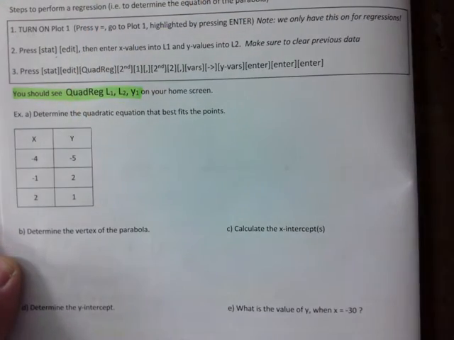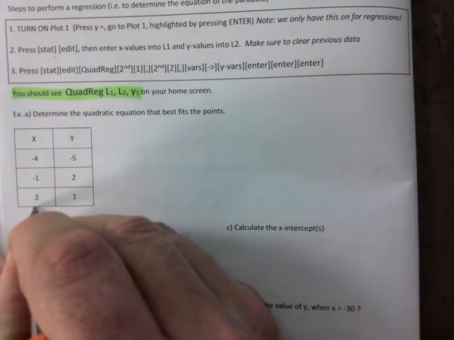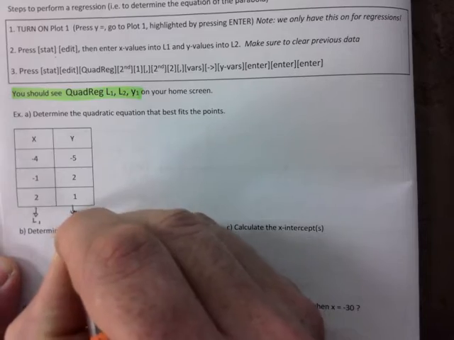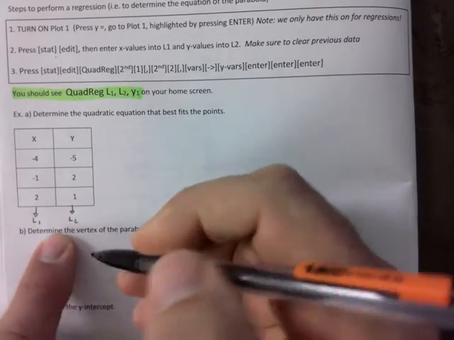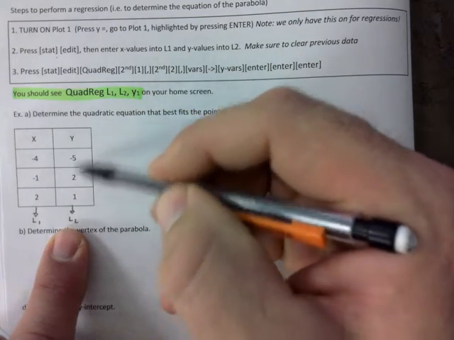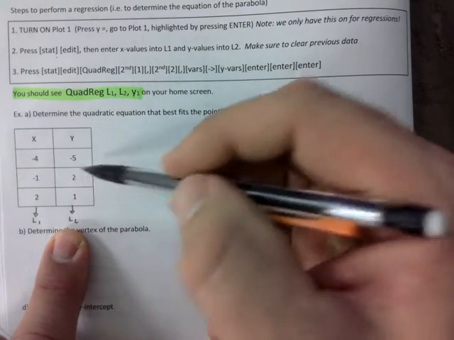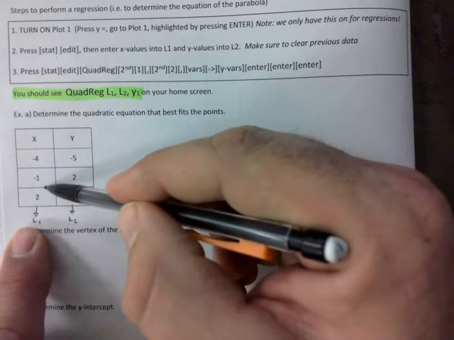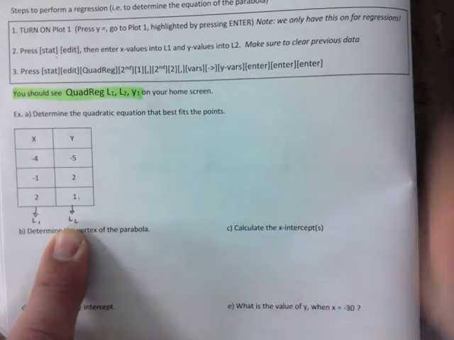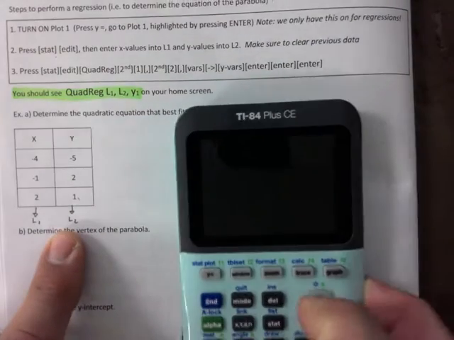Okay, so here, let's type this into L1 and this into L2. I'm going to tell you this right off the bat. The first column is always going to be X. The second column is always going to be Y. I'm never going to trick you that way. Okay, so you can know this is X, this is Y. Same in grade 12 applied. Okay, so let's go ahead and type that in.